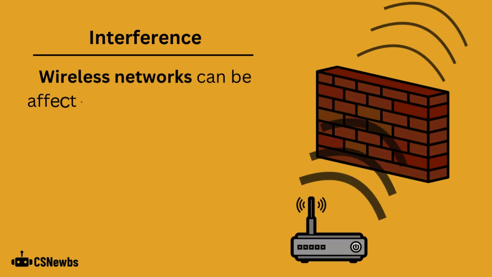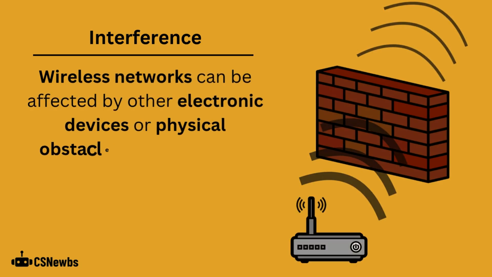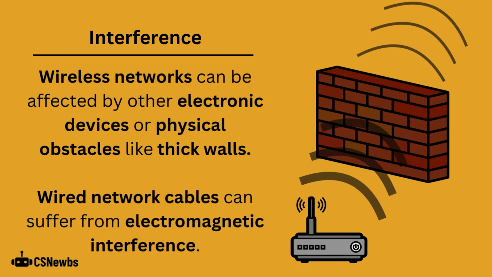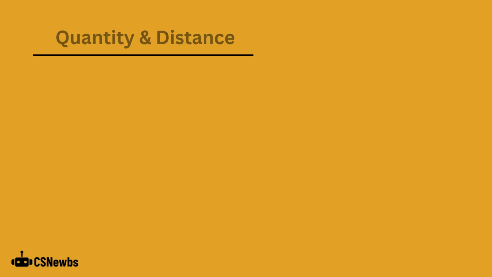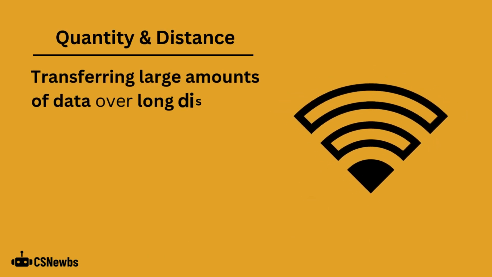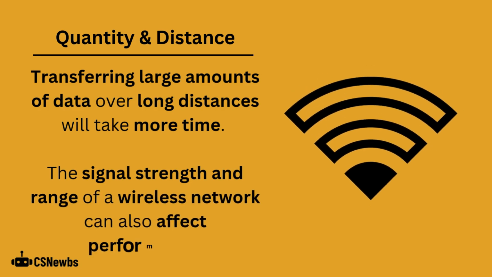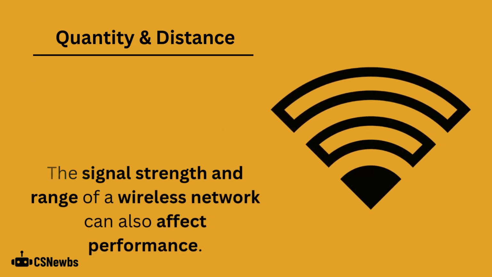Wireless networks can be affected by other electronic devices or physical obstacles like thick walls. Wired network cables can suffer from electromagnetic interference. Transferring large amounts of data over long distances will take more time. The signal strength and range of a wireless network can also affect performance.